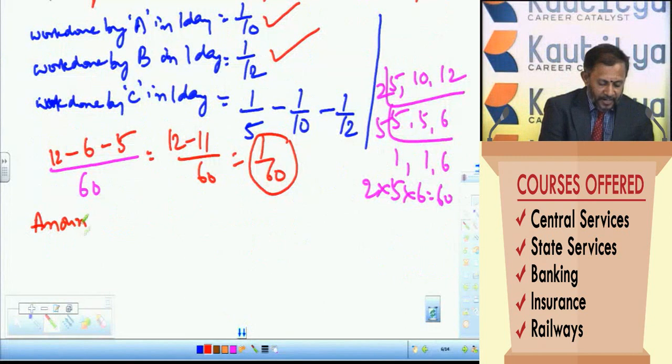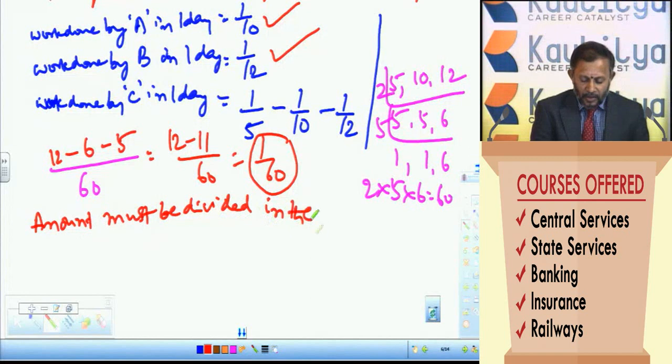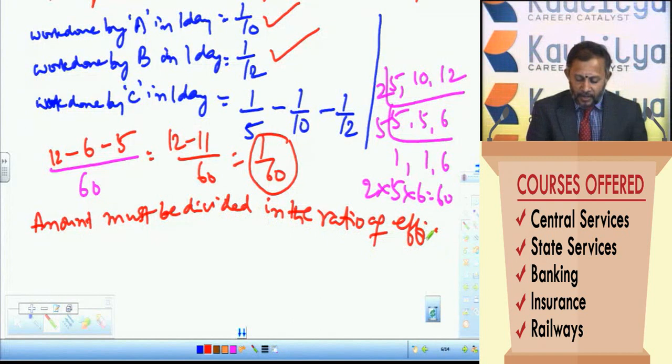So here we have to write, amount must be divided in the ratio of efficiency or in the ratio of 1 day work. How we can calculate? We can give a 1 day time common to all of them.